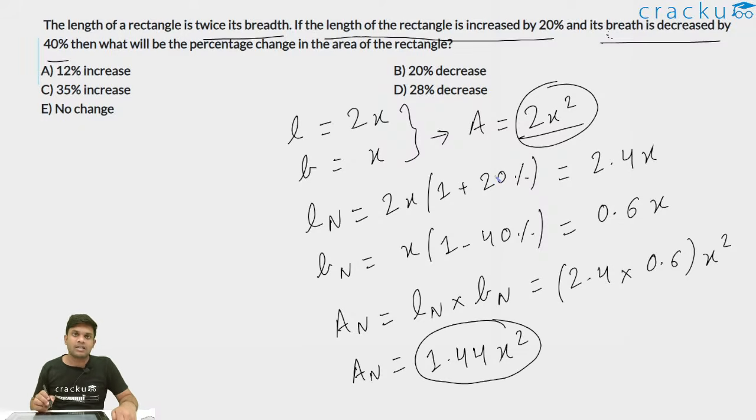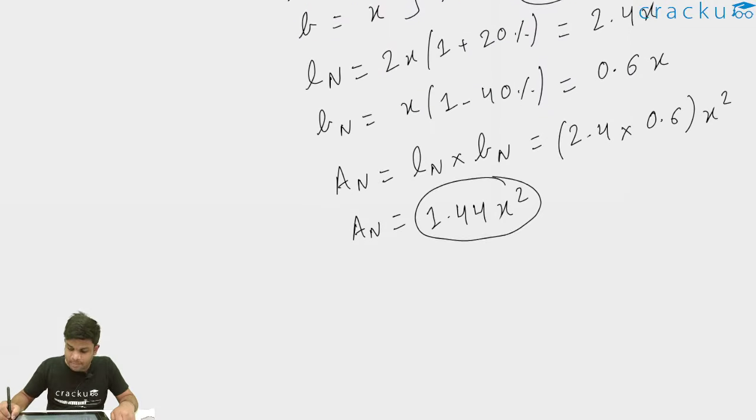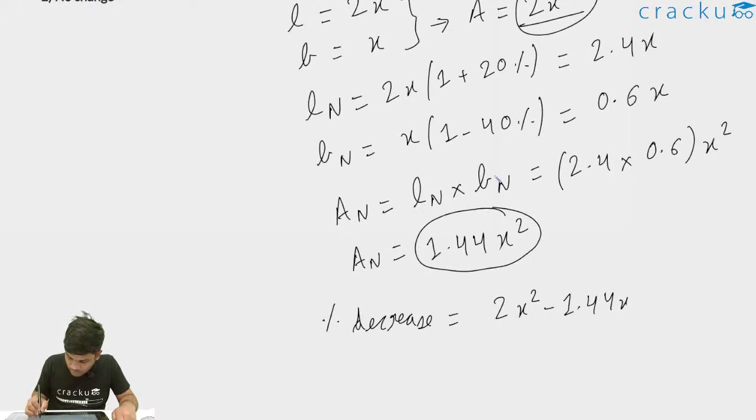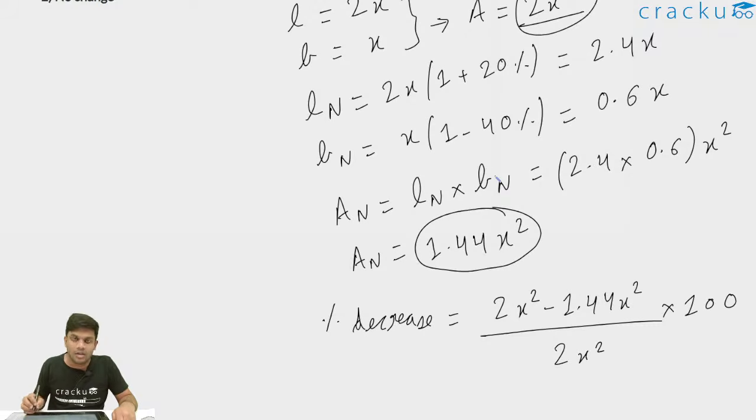Now the initial area was 2x square, and the final area is 1.44 x square. So that means the area actually decreased. So now we have to find the percentage decrease. So percentage decrease will be 2x square minus 1.44 x square divided by 2x square into 100.